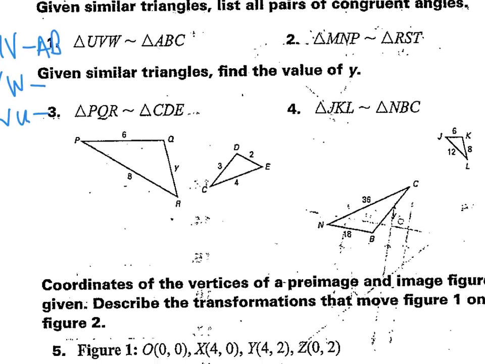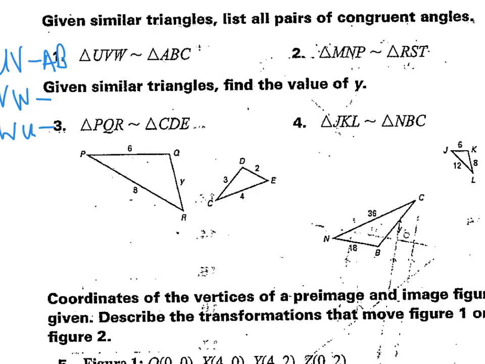Okay, 3 and 4, they want us to find the value of y. So we just need to make a proportion. Okay, so here's y. Who does he correspond with in the other triangle? It's 2. So we're going to say y over 2 is equal to whatever. So pick 2 more sides from these 2 triangles. But remember, I went big triangle to little triangle. So you need to go big triangle over little triangle when you set up your next proportion. And then cross multiply and solve.